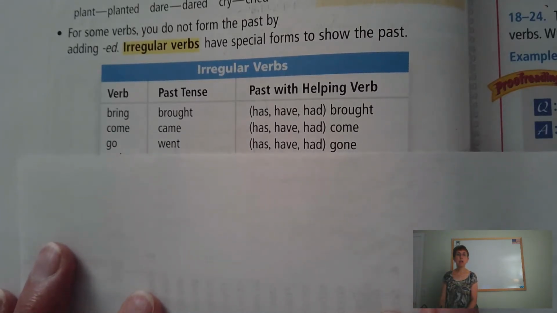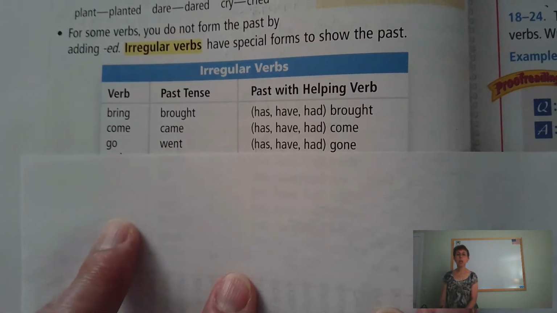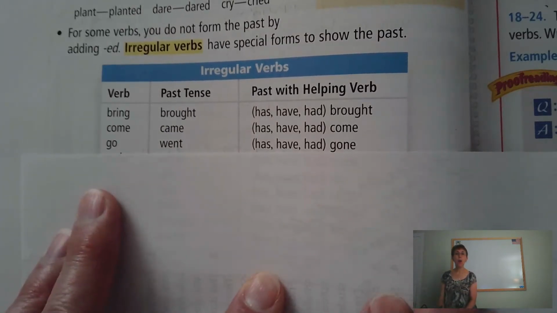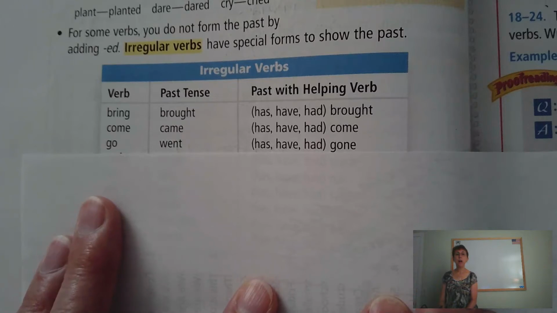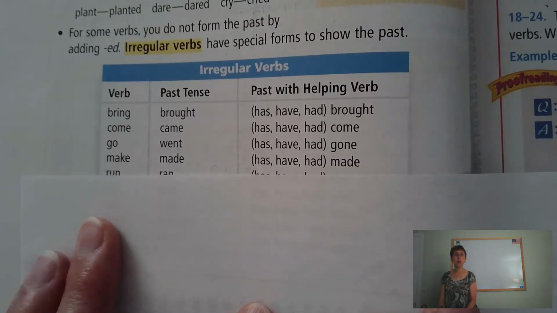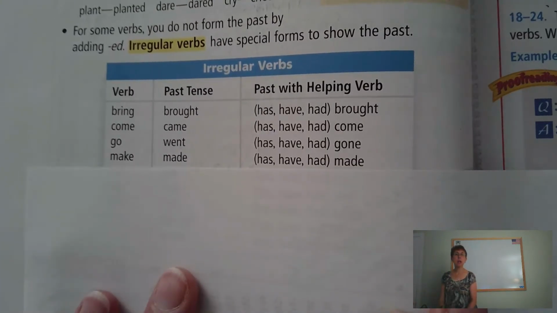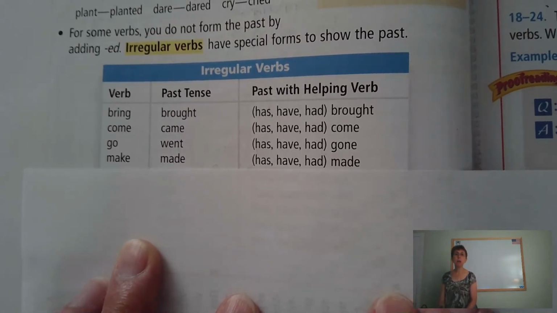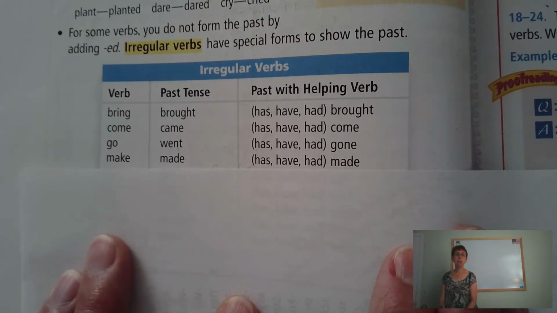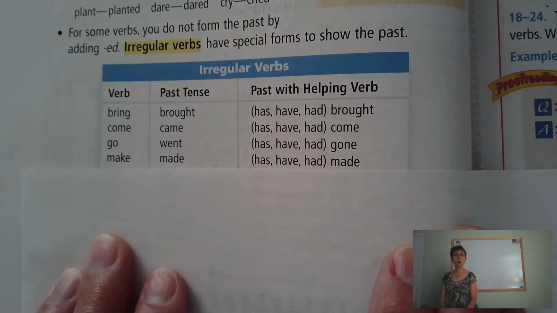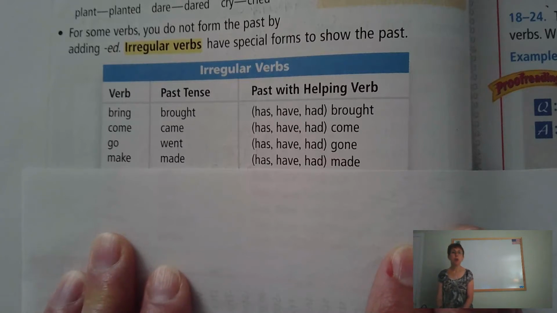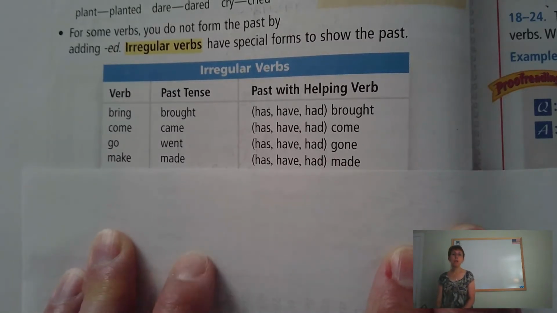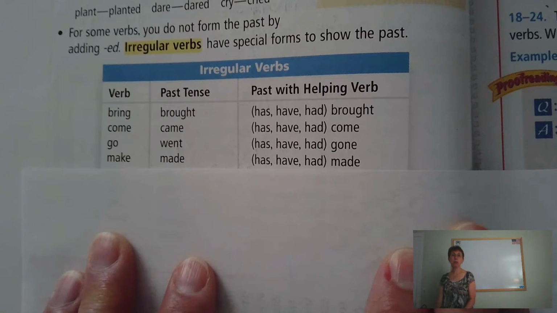Okay? Next verb is go. Go in the past tense, it's went, and with the helping verb, has, have, or had, gone. So it's go, went, gone. Next one is make becomes made in the past tense, and then when you're using a helping verb, has, have, or had, made. So in this case, like with brought, it stays the same. With come and go, the past tense and past with helping verb is different.